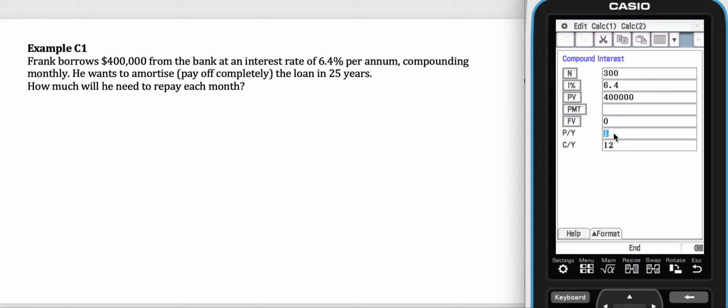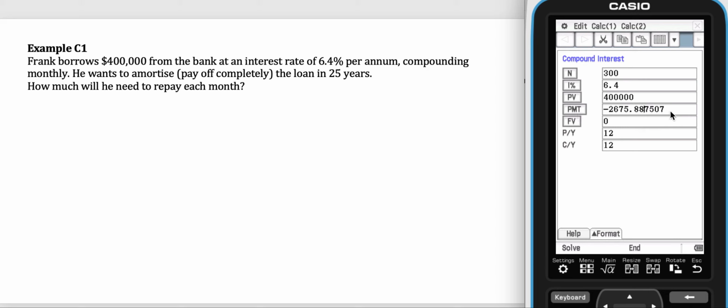And the other one that I've forgotten to change here was the payments per year. That was 12 because the question's saying how much will you need to repay each month? So the one thing that we don't know is the payment size. And with Finance Solver, as long as there's only one thing missing, it will always be able to calculate it. We've been able to put in all the other values except for the payment. That's the thing that we're trying to find out. And to find that out, you tap PMT and that number will appear.